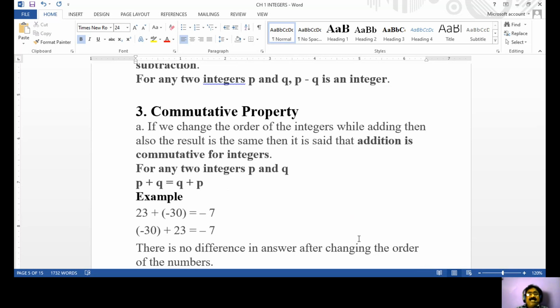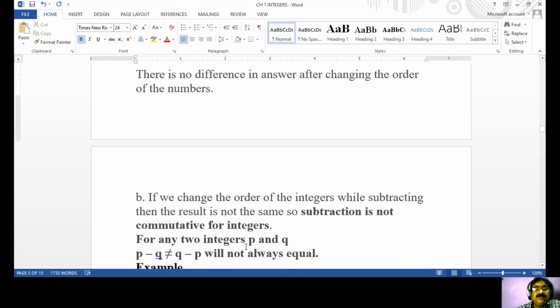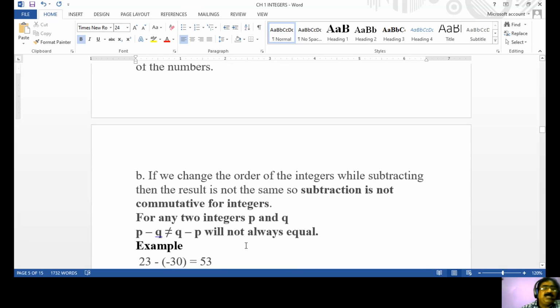So, for two integers P and Q, P plus Q is equal to Q plus P. For example, 23 plus minus 30 is minus 7, and minus 30 plus 23 is also minus 7. There is no difference in the answer after changing the order of the numbers. So we can say, if we add two numbers in any order, the answer will be the same.